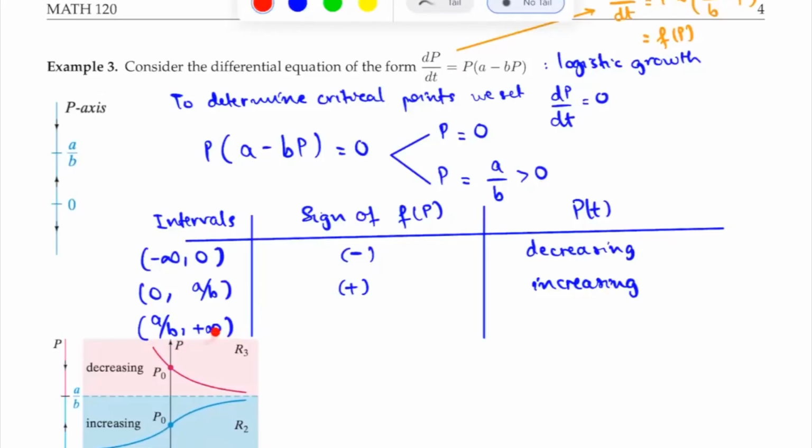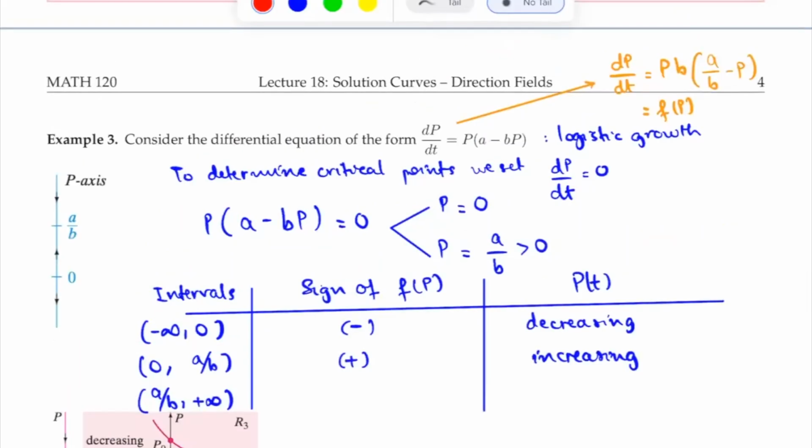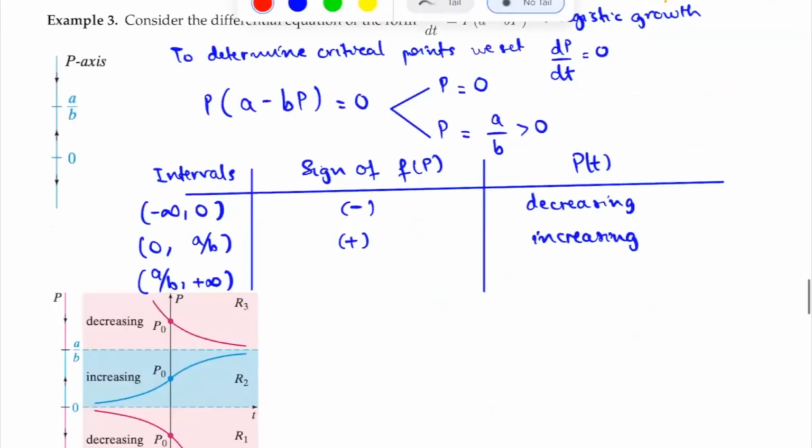Or the last interval right here. You have P greater than A over B, or the interval from A over B to positive infinity. Again, P is greater than A over B. So this is positive, positive. Remember, P is greater than A over B, so this term is negative. Therefore, altogether, the sign of f of P is negative. Therefore, this is decreasing.